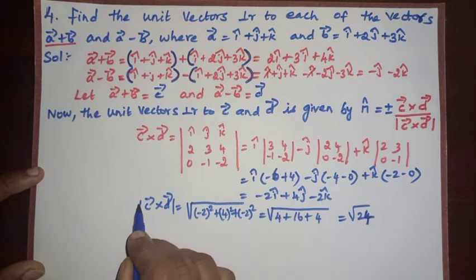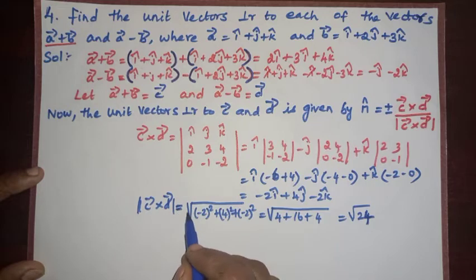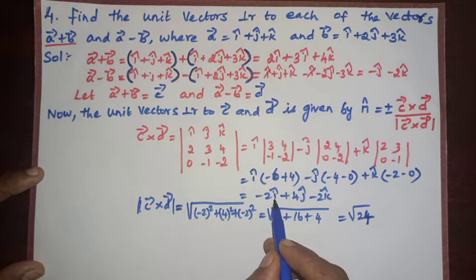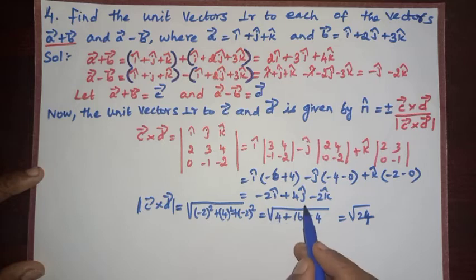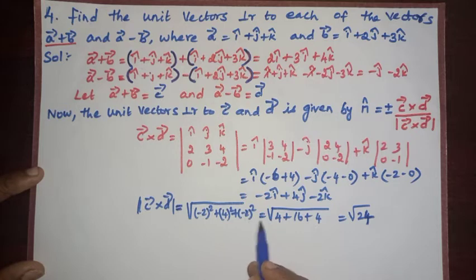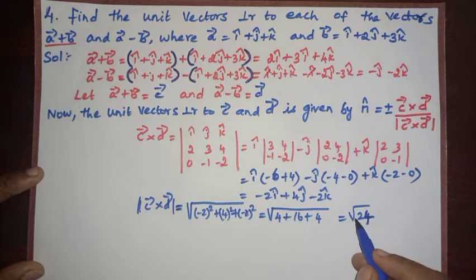Next we need to find the magnitude of C vector cross D vector, which is equal to the square root of coefficient of i is minus 2 the whole square, j is 4 the whole square, k is minus 2 the whole square, which is equal to minus 2 the whole square is 4, plus 4 square is plus 16, minus 2 the whole square is plus 4. 4 plus 16 plus 4 is 24, which is equal to square root of 24.